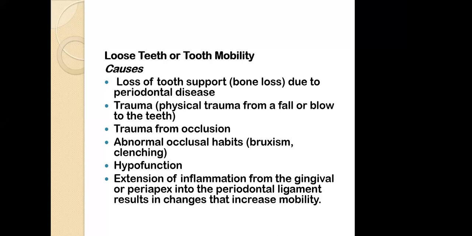Then abnormal occlusal habits like bruxism, clenching. I think you studied this with Dr. Quizra. And then also hypofunction, when the teeth are not properly used, they are going to become loose, the law of disuse, which you learned a long time ago. Then extension of inflammation from the gingiva or periapex into the periodontal ligament results in changes that increase mobility.